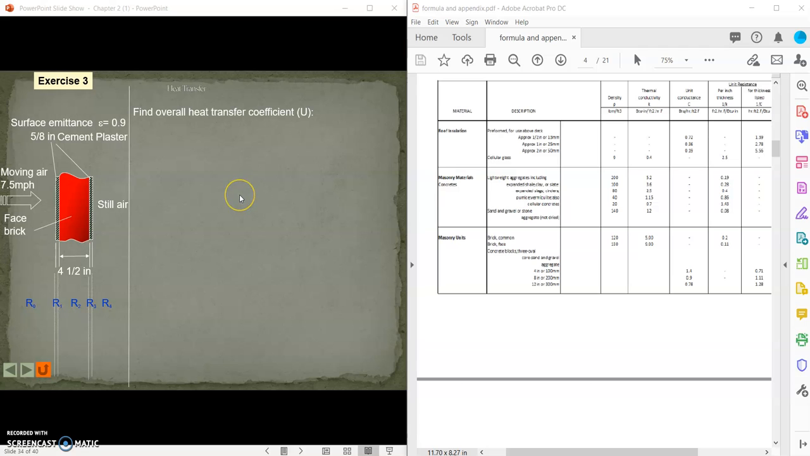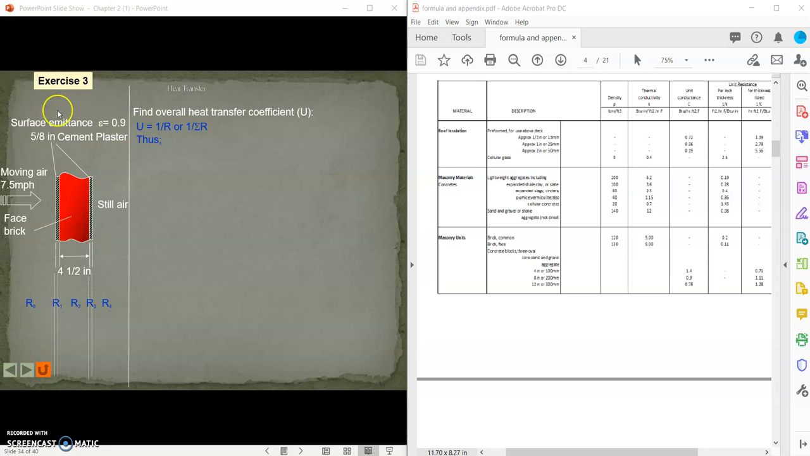So remember the formula of overall heat transfer U is equal to 1 over sum of R. We have to find the R value first. So how to find the R value? Now the case study has the surface emittance, which is equal to 0.9. Surface emittance is how the surface wants to reject the heat.